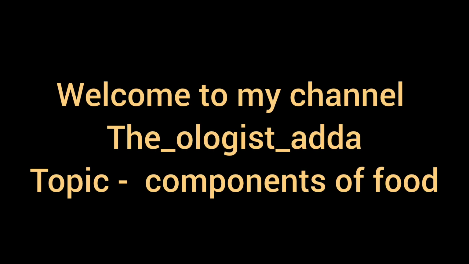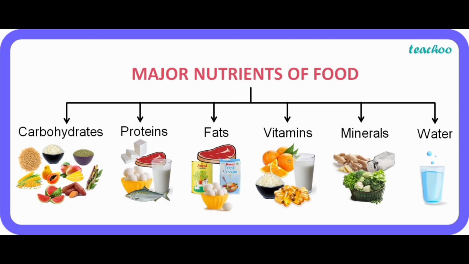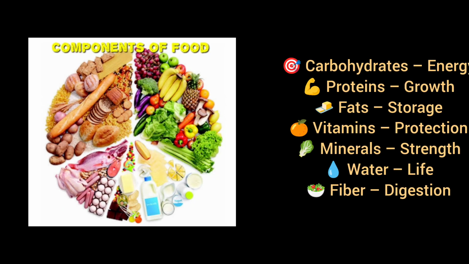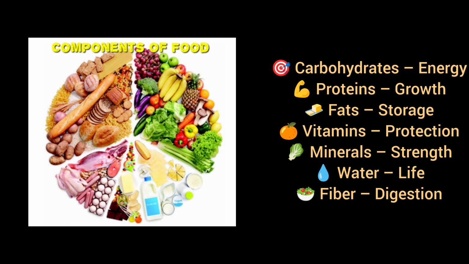In today's section, we are going to learn the components of food. Food is made of different kinds of components that are essential for our growth, energy, and overall health. These are called nutrients. Here are the main components of food: carbohydrates, vitamins, proteins, fats, minerals, water, and dietary fibers like roughage. They are very important for our body building, giving us energy, and protecting us from diseases.